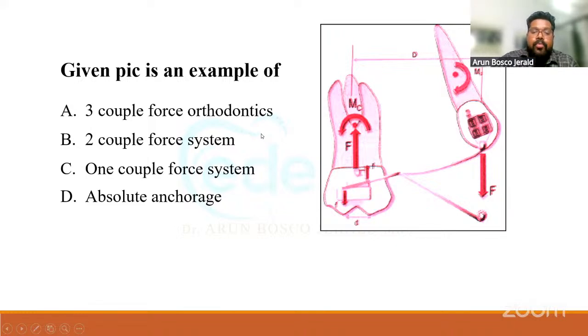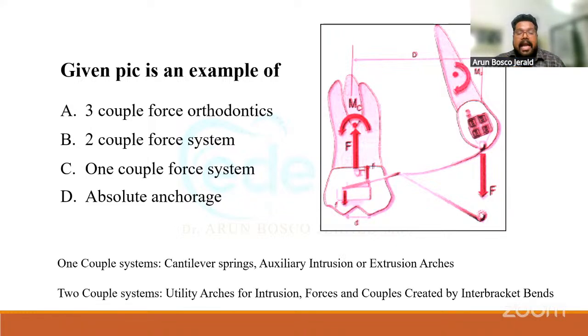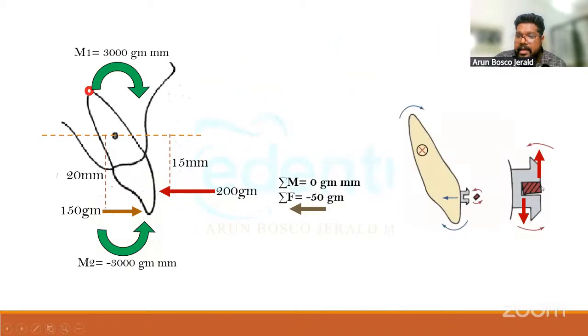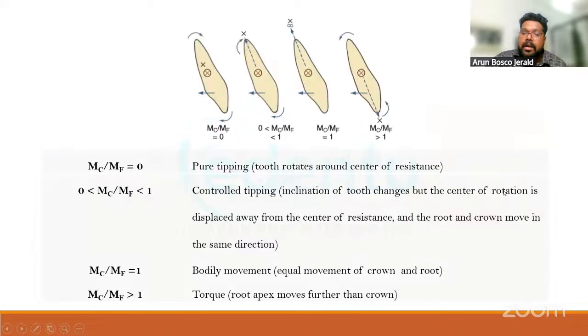Now we have to think about what these couple systems are. I have already mentioned what a couple in the bracket is, right? In the previous option, I'll just go to that. See here, the bracket is placed inside. Because of that twisting, there is a couple, and this couple creates a moment. So that is what is meant by a couple.